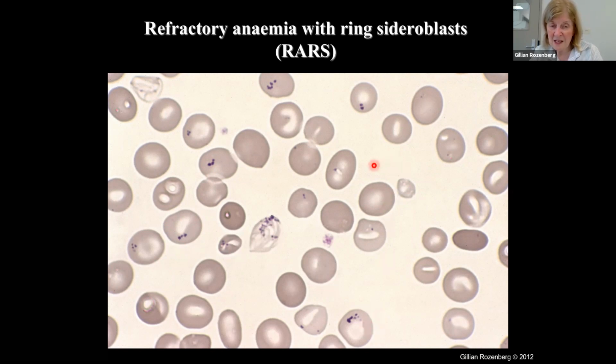I should perhaps at this stage just explain that Pappenheimer bodies are iron granules that have not been incorporated into the hemoglobin molecule. When they're stained with the Romanowsky stain, they're termed Pappenheimer bodies. These granules of iron in the marrow, when stained with the Prussian blue stain, are called siderotic granules. They're one and the same granule, but they have a different nomenclature according to the stain, be it Romanowsky or Prussian blue.